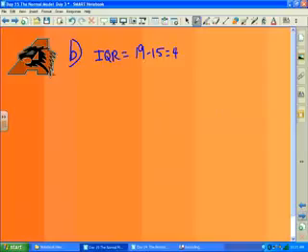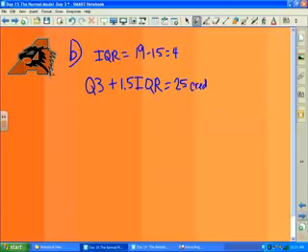And to find out if you have outliers, do 1.5 times your IQR and add that to your Q3. If you do that, then you get 25 credits. So that means that on your box plot, your outlier fence is out here at 25 credits.